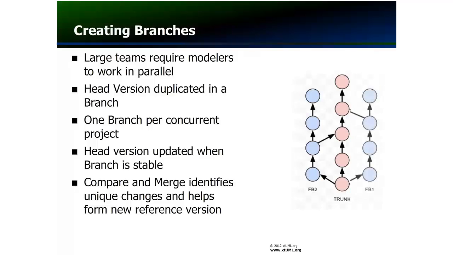To address this problem, large teams will create duplicates of the common project and store these replicas in a separate area of the repository. Each modeler then builds their workspace based on these branched versions of the project, and then performs their modeling activities. Once the work has progressed to a stable state, the changes contained in the branch are then merged back into the head version. Configuration management tools provide comparison reports and merge editors to help form the new reference.